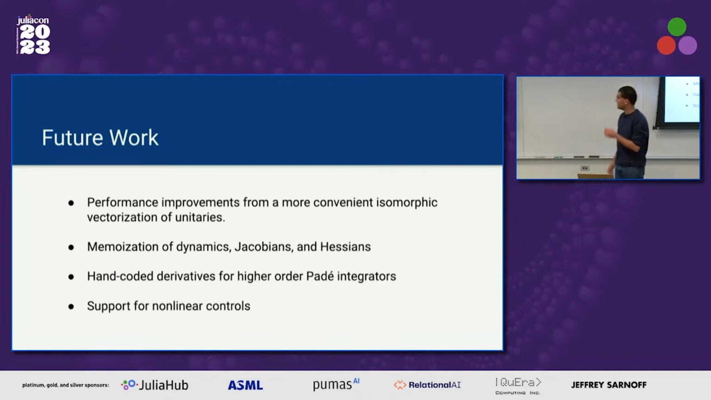And then finally, Piccolo or quantum collocation is going to have support for nonlinear controls. What I mean by that is maybe in your Hamiltonian, you have a term that depends on a control alpha, but then you also have a term that depends on alpha squared. And so it's going to soon have support for nonlinear controls as well. And that is the end of the talk. Thank you.